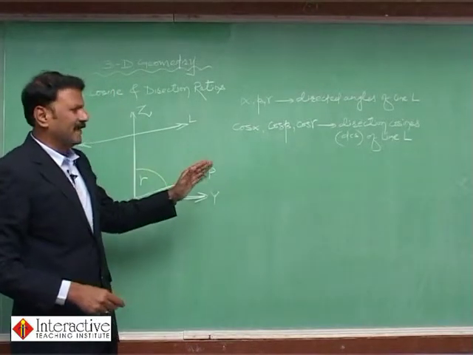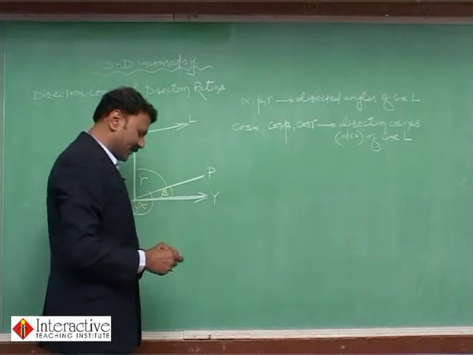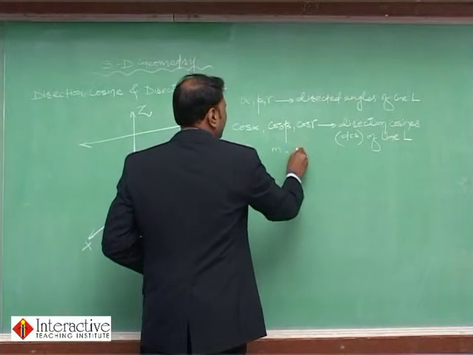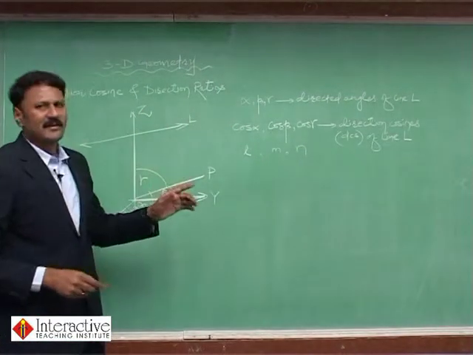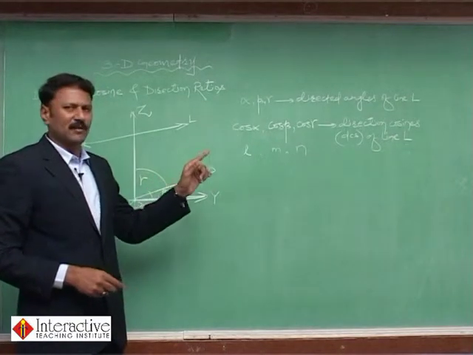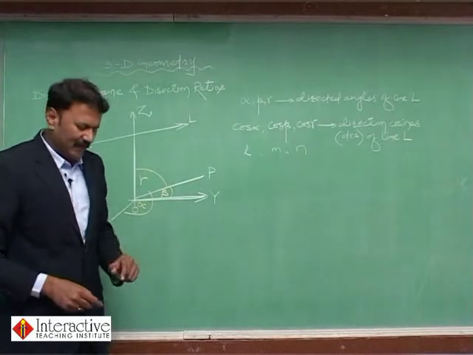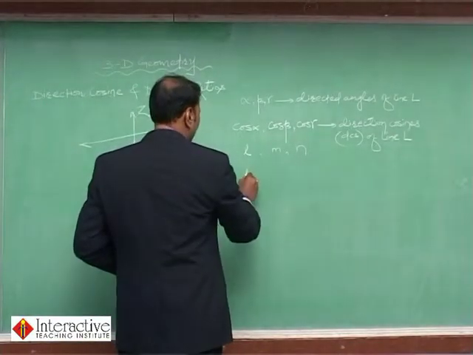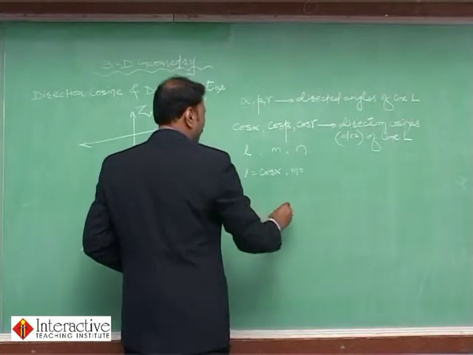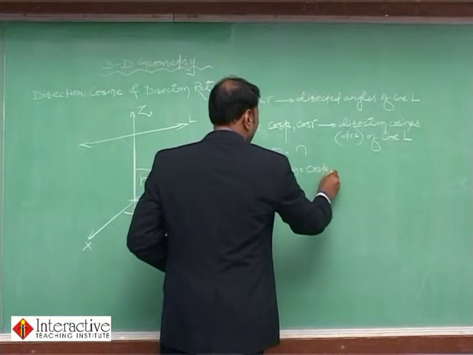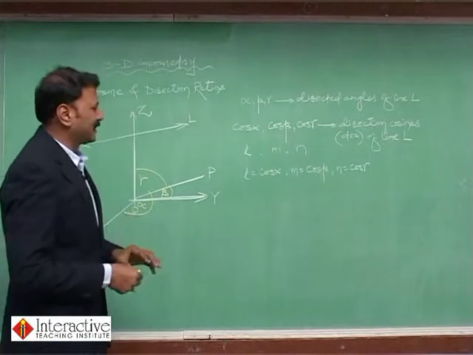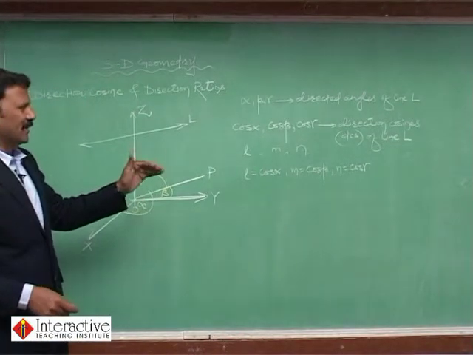Now, these direction cosines are generally denoted by small letters like l, m, n. In fact, l, m, n are the universal notations for direction cosines cos alpha, cos beta, cos gamma. It means that l will always be equal to cos alpha, m will be equal to cos beta, and n will be equal to cos gamma. So, now I can say l, m, n are the direction cosines of line L.